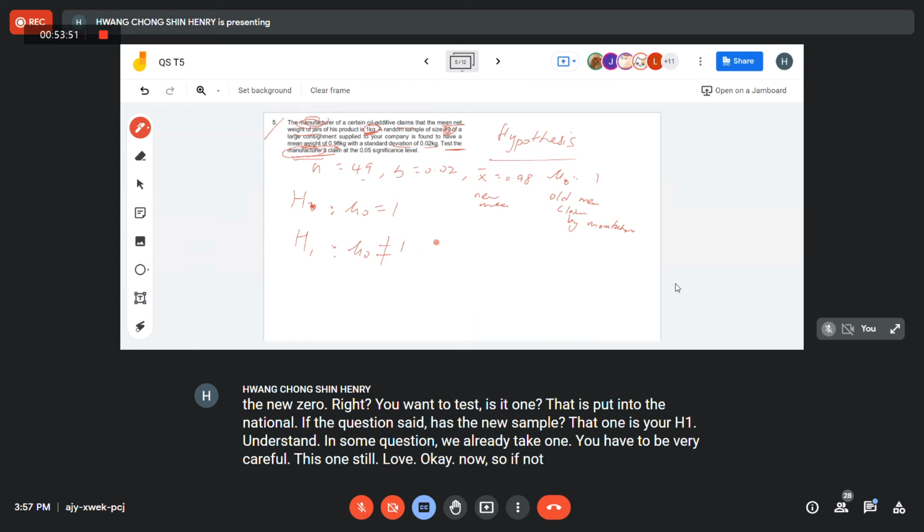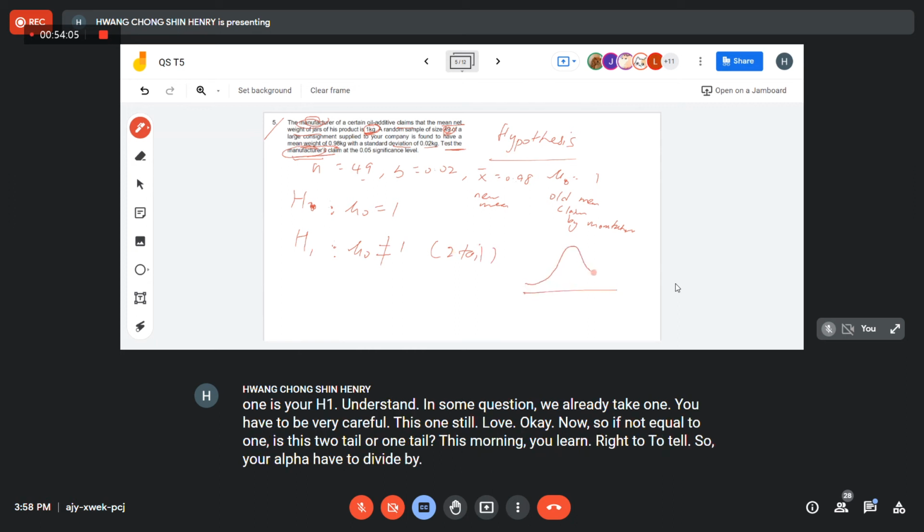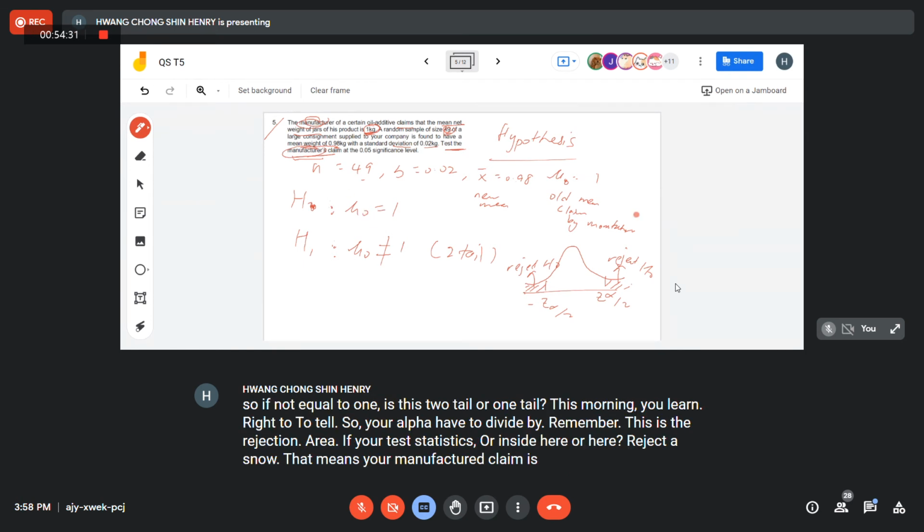Now, so if not equal to 1, is this 2 tail or 1 tail? This morning you learned, right? 2 tail. So your alpha has to be divided by 2. Remember, this is the rejection area. If your test statistic falls inside here or here, reject H0. That means your manufacturer claim is wrong. H1 will be correct.